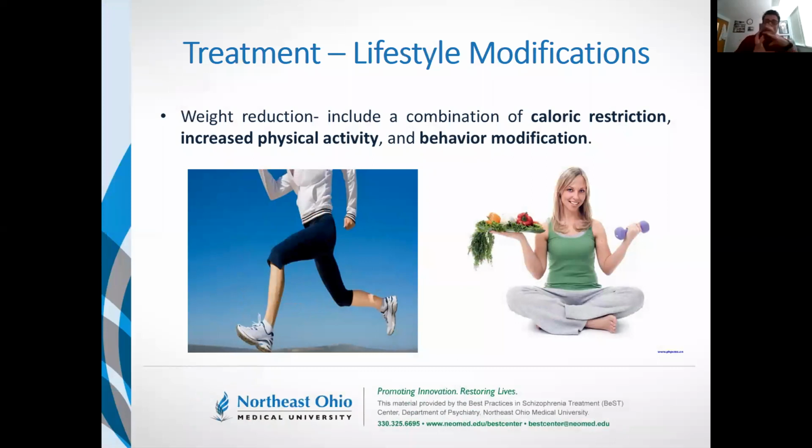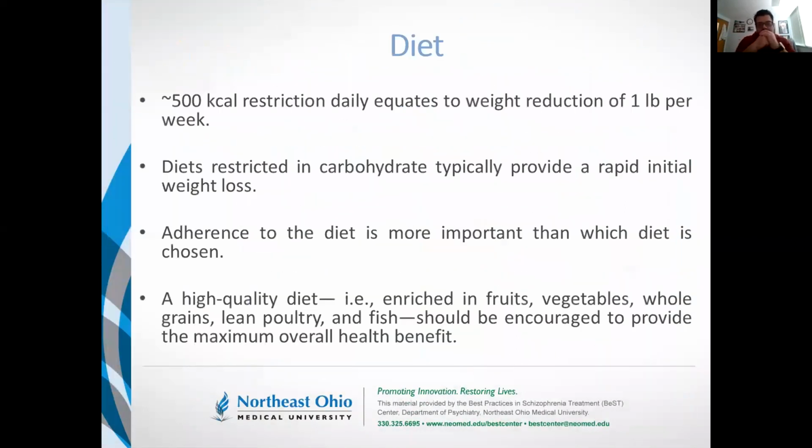Now, treatment. There are many forms of treatment, so we'll quickly go into those. So lifestyle modifications, first and foremost being weight reduction. So obviously restricting your calories, increasing physical activities, and behavior modification, and that's where our CBT comes in handy. Diet: approximately 500 kilocalorie restriction daily is equal to weight reduction of 1 pound per week, and that's considered the healthy level at which somebody should be losing weight.